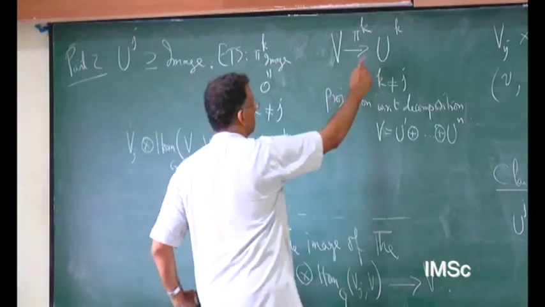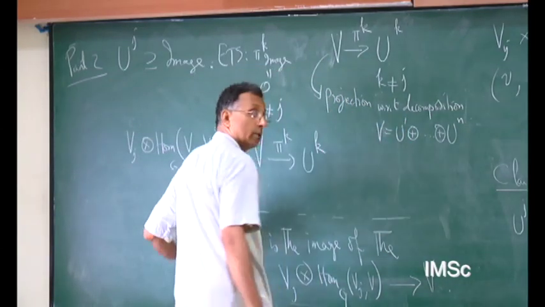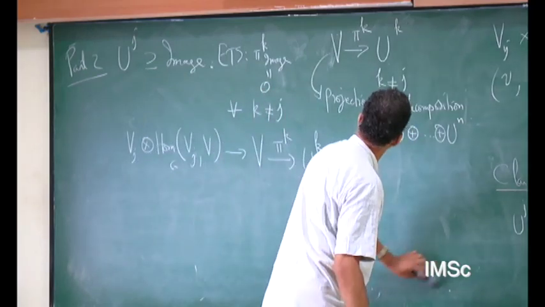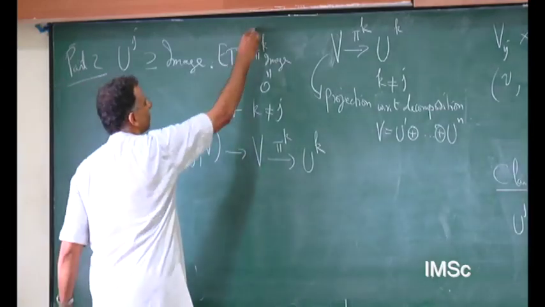Pi k is this projection with respect to this decomposition. That's it. That goes to U upper K. So this is what we have to show.